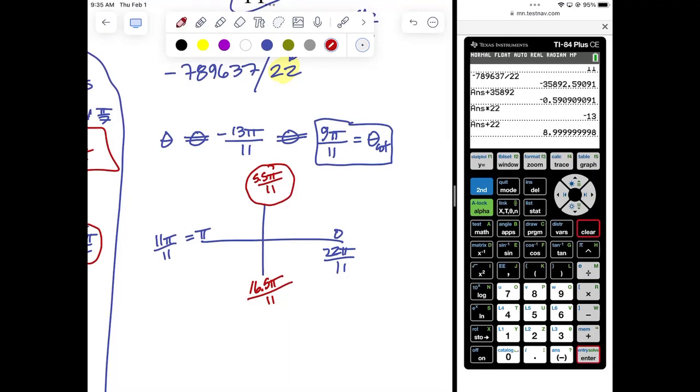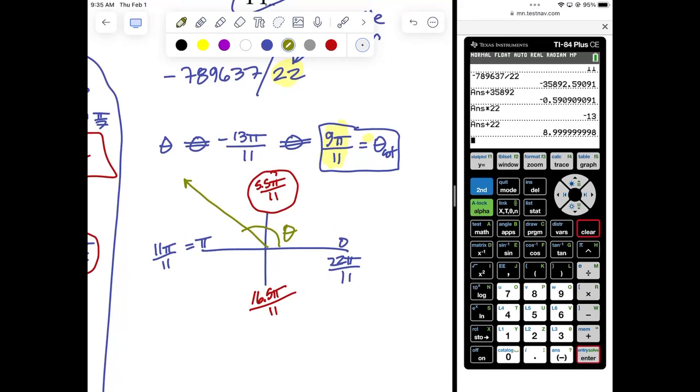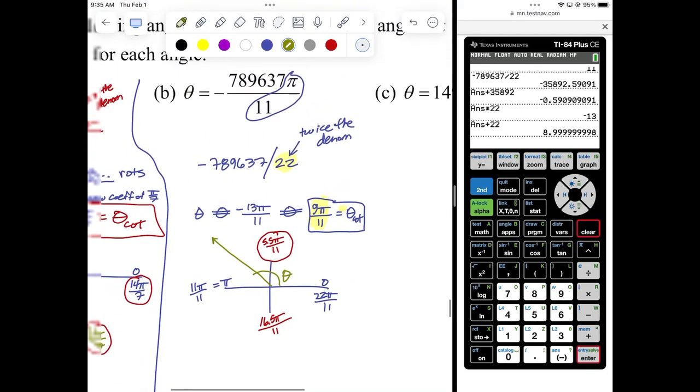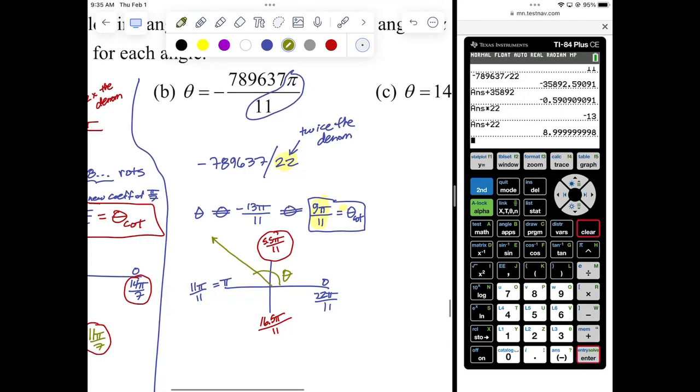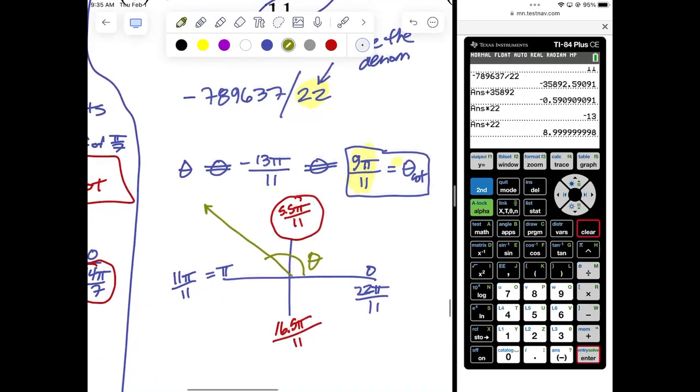So now it should not be a strain to figure out where 9 pi 11ths lives. Where's 9 pi 11ths going to live? It's past 5.5, but it's before 11. Yes? So there's theta. That's also theta coterminal. You can just call it theta because remember that's where theta lands as well, and we don't have to show those 35,000 rotations. Now I'm going to find the reference angle.